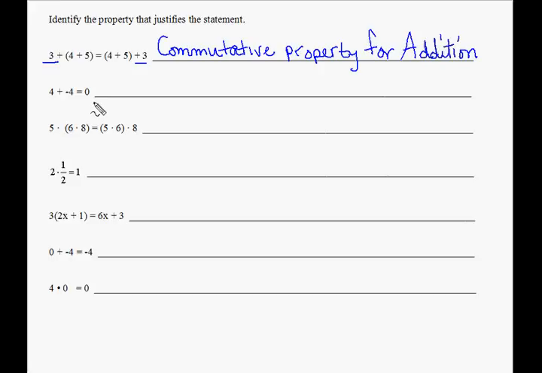In this example, we have 4 plus negative 4 equals 0, a very true statement, and we use this property all the time when we're solving an equation and we add the same thing to both sides of the equation. We're usually adding something to make it go away. So 4 plus negative 4 equals 0 is an example of additive inverses.